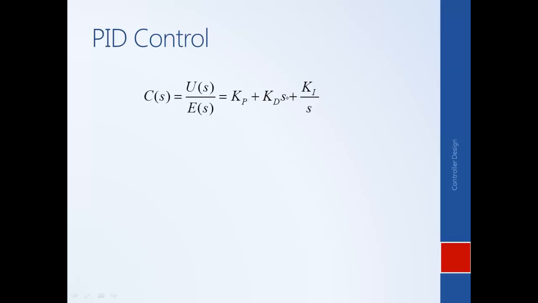This multiplication of s with the error gives you differentiation, so part of it is proportional to the derivative of the error, and then another part takes the error and divides it by s, which is equivalent to integration in the time domain, and multiplies it again by a constant. And so this part of the control is proportional to the integral of the error.